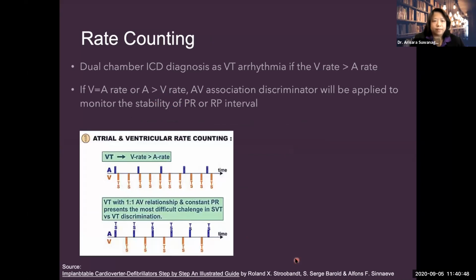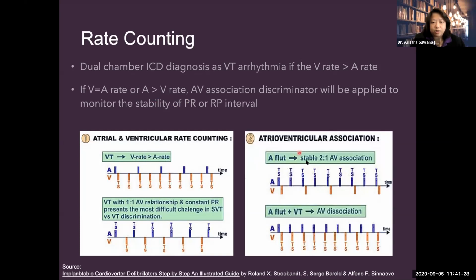When they do the rate counting, if they have a dual chamber, it will be easy. They will detect whether the ventricular rate is faster than the atrial rate or not. If it is, it will be defined as probably VT. Like this one, you can see that the ventricular chamber comes much faster than the atrial chamber, and the device detects that this is VT because V is more than A. But if it's a 1-1 relationship, it's going to be difficult and they might need the next discrimination criteria.